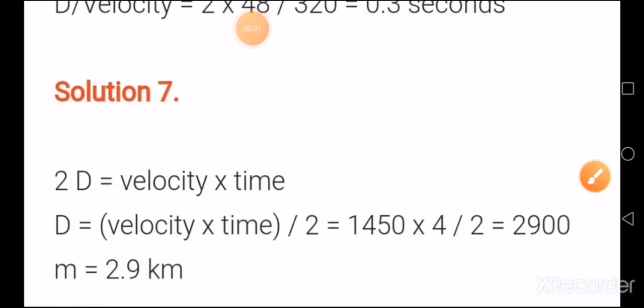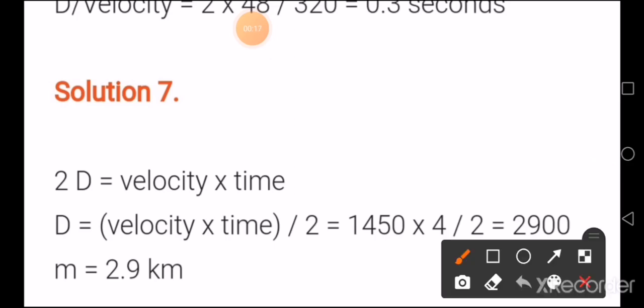Now when you come to your question number 7, there also it is the same thing. All values are given there, isn't it? The time for the echo to be heard, it's a question related to a submarine. There also the time is given, speed and time are given. The speed of sound inside water is given. Just you have to find out the distance.